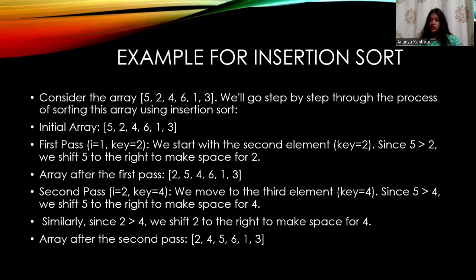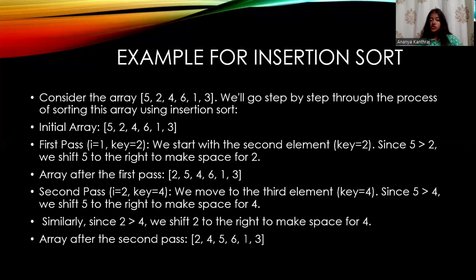So let's look into an example of insertion sort. Let's consider an array with the elements 5, 2, 4, 6, 1, and 3. We'll go step by step through the process of sorting this array using insertion sort. The initial array is 5, 2, 4, 6, 1, and 3. First pass: i is equal to 1, key is equal to 2. We start with the second element, key equal to 2. Since 5 is greater than 2, we shift 5 to the right to make space for 2. So the array after the first pass is 2, 5, 4, 6, 1, 3.